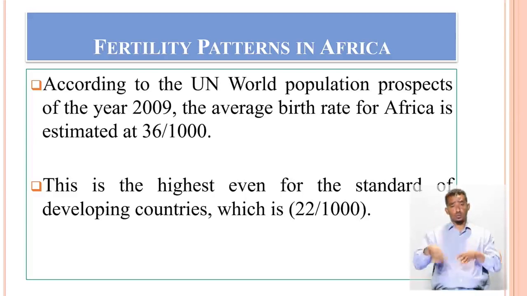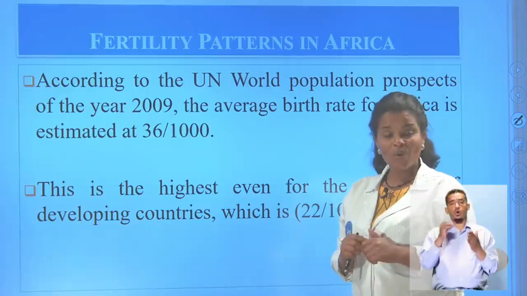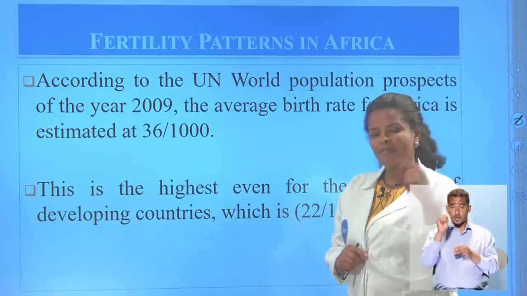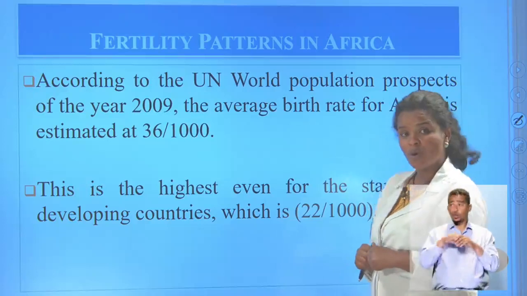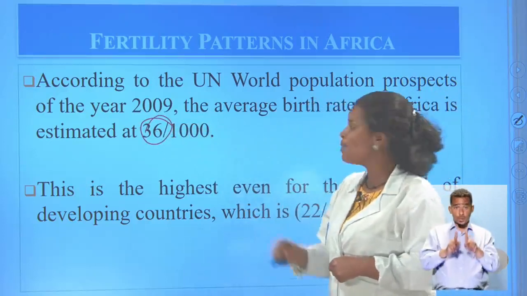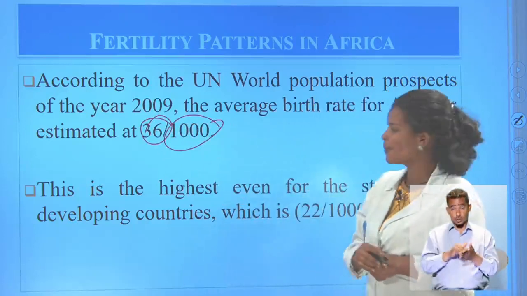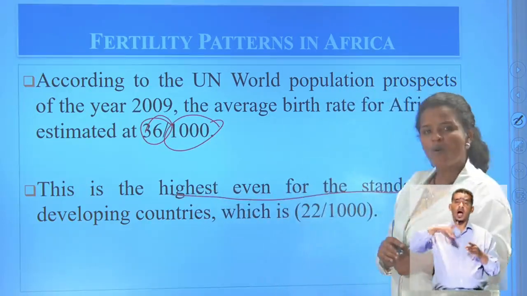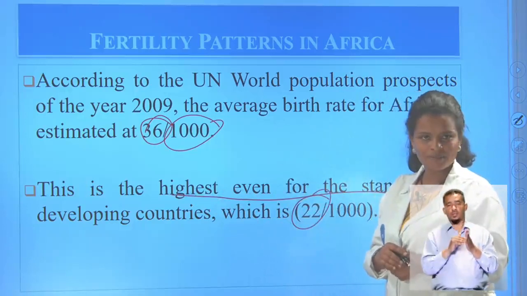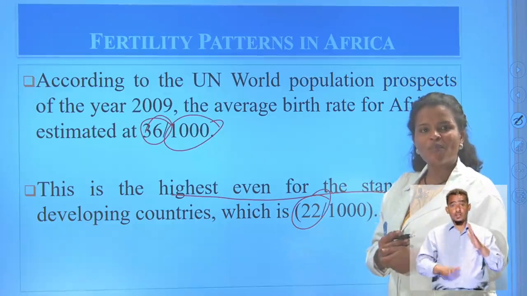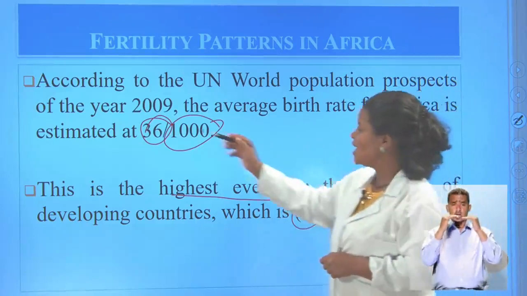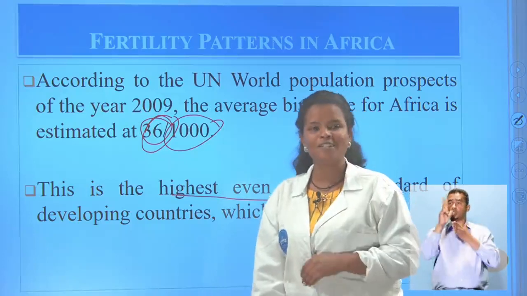Students, let us see what the fertility of Africa looks like according to the 2009 data sheet of the United Nations. As we have seen in the table, the birth rate of Africa is very high. It is 36 people born per 1,000. This is the highest, even by the standard of developing countries. The standard of developing countries is 22 per 1,000. But the fertility rate of Africa is greater than that, at 36 per 1,000. So the fertility rate is very high in Africa.